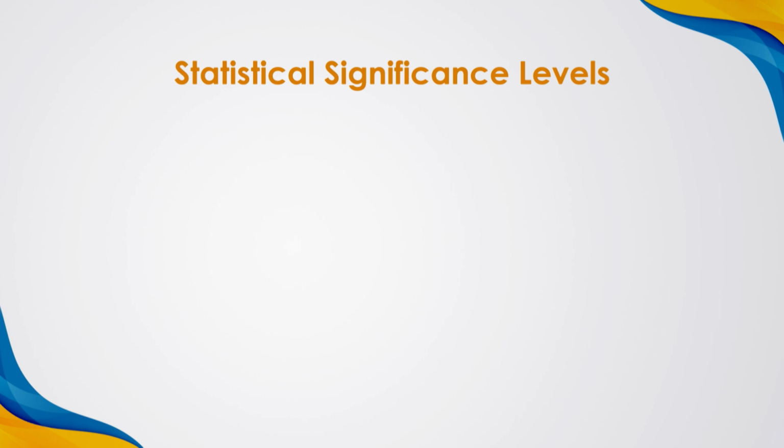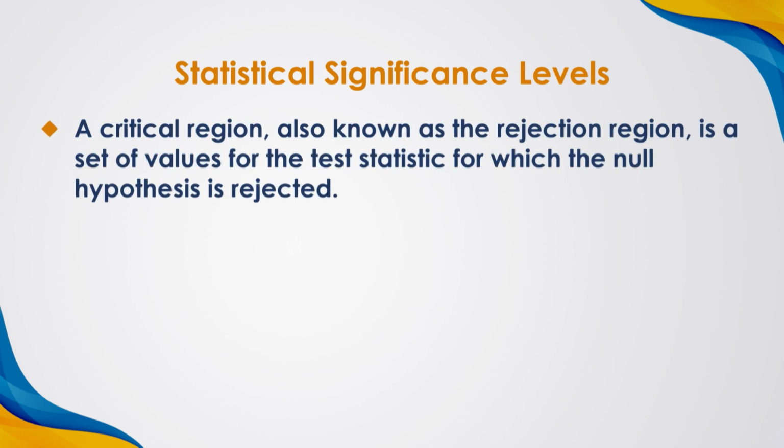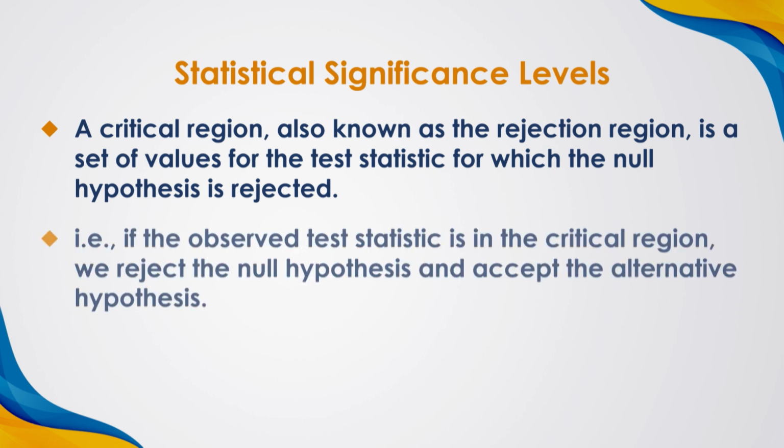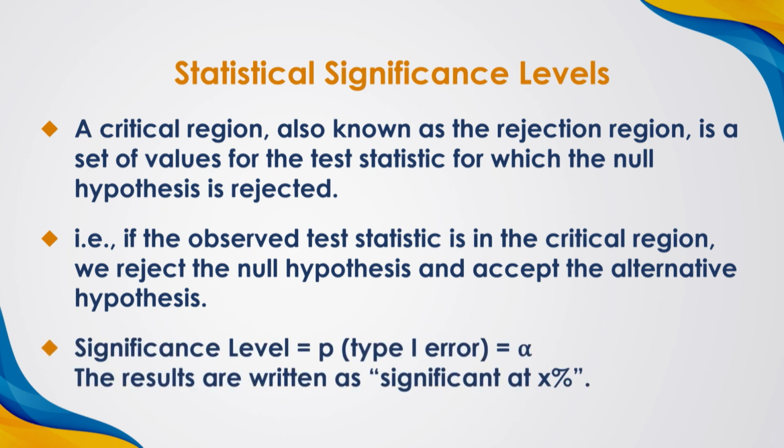Statistical significance and its levels: a critical region, which is also known as the region of rejection, is a set of values for the test statistic for which the null hypothesis is rejected. That is, if the observed test statistic is in the critical region, we reject the null hypothesis and accept the alternative hypothesis. Significance level is equal to the probability of type 1 error, which is usually denoted by alpha. The results are written as significant at alpha % level of significance.